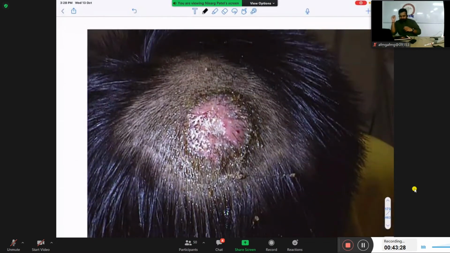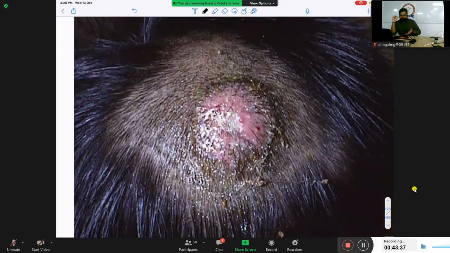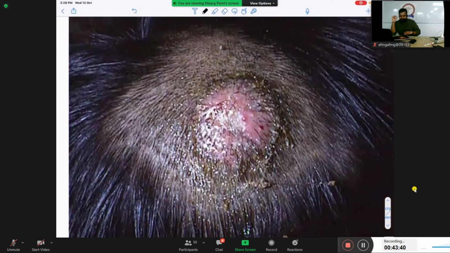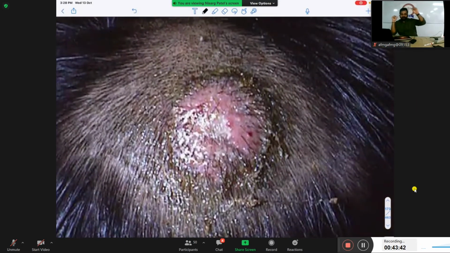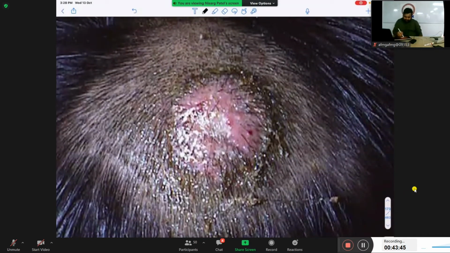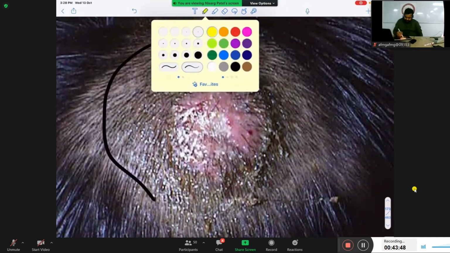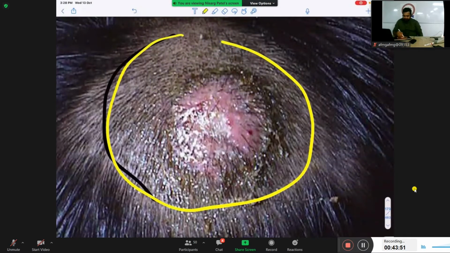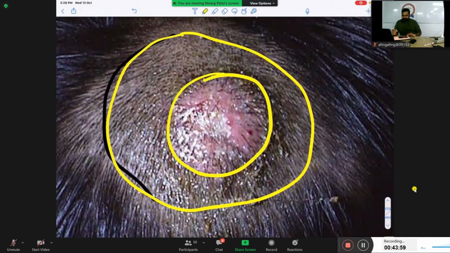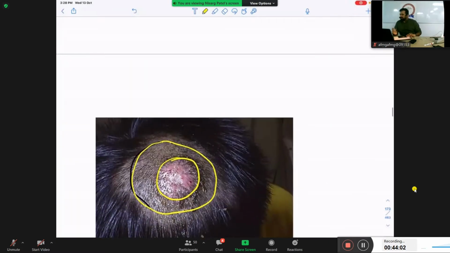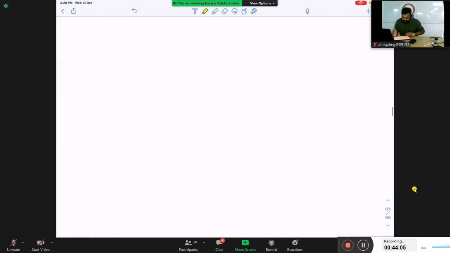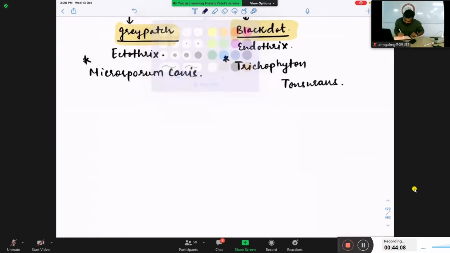But along with the kerion, now if you see this image, can you appreciate, is it a black dot or a gray patch? No, it is a black dot. Now you see the half broken hairs. Can you see half broken hair? Hairs are not totally coming out. So if you see this area, can you appreciate the hairs are not coming out totally from the follicle? Hairs are half broken, along with which you can see this boggy swelling. So if I ask you what is the causative agent of kerion, it is Trichophyton, which produces inflammatory alopecia.